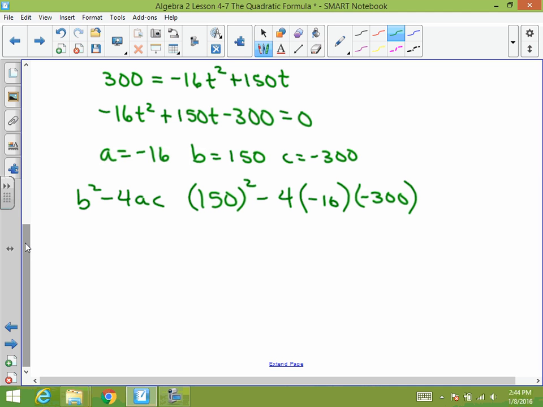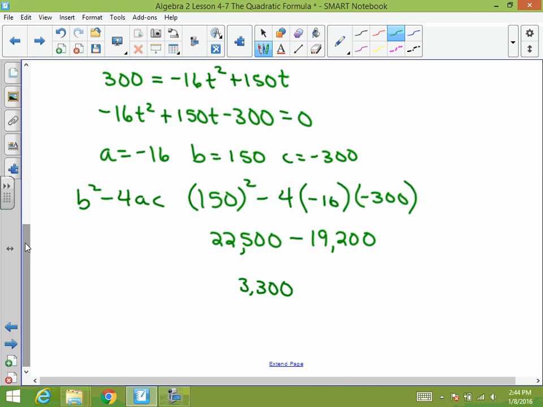Okay. 150 squared is 22,500 minus 4 times negative 16 times negative 300, which is 19,200. 22,500 minus 19,200 is 3,300.